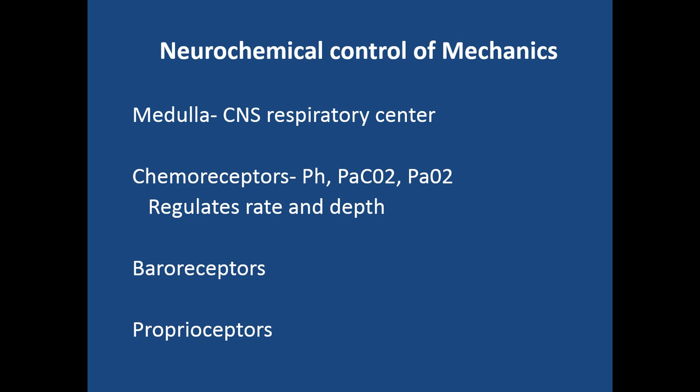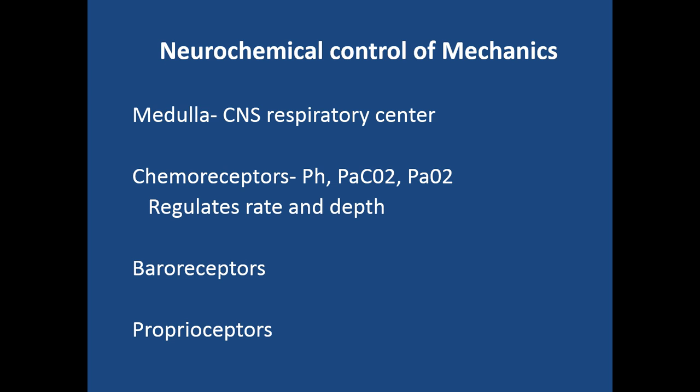All right, I mentioned earlier that the neurologic system also plays a part in controlling our respiratory function. We have several, again, respiratory centers. We have a CNS respiratory center in the medulla of the brain, which is in the brain stem. Chemoreceptors all over the body that detect pH, PCO2 and PaO2, and therefore, based on those results, will regulate the rate and depth of breathing.